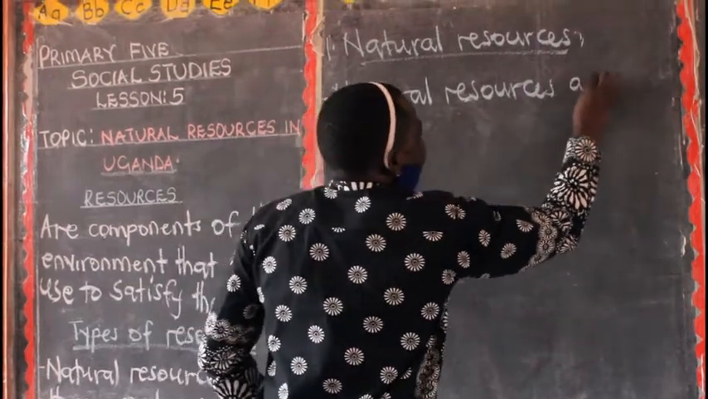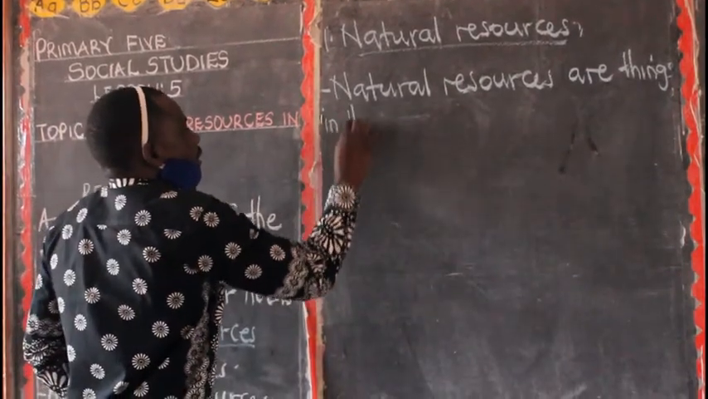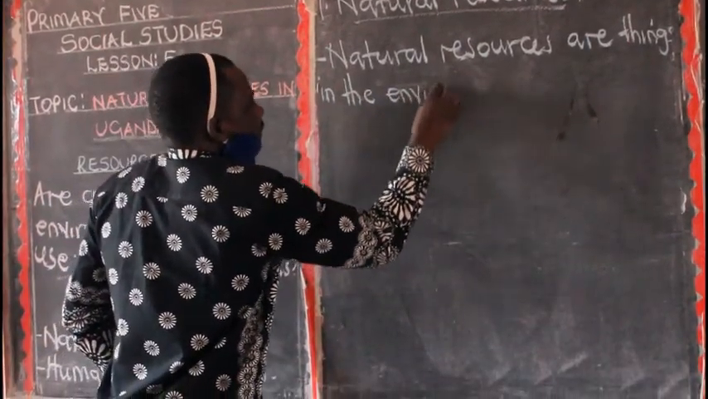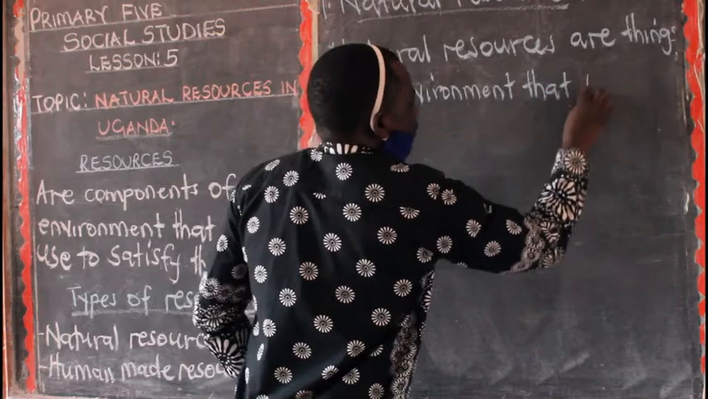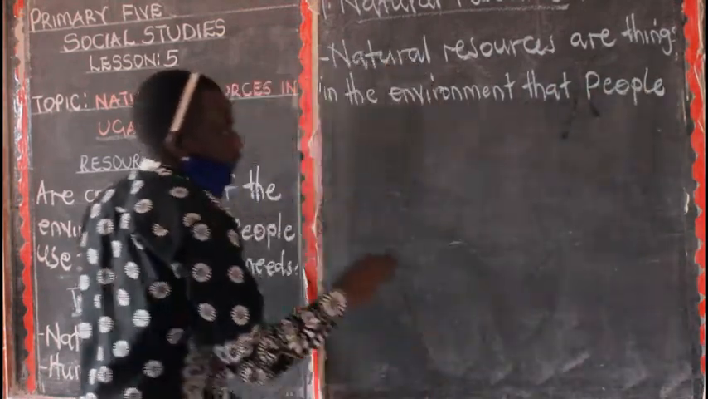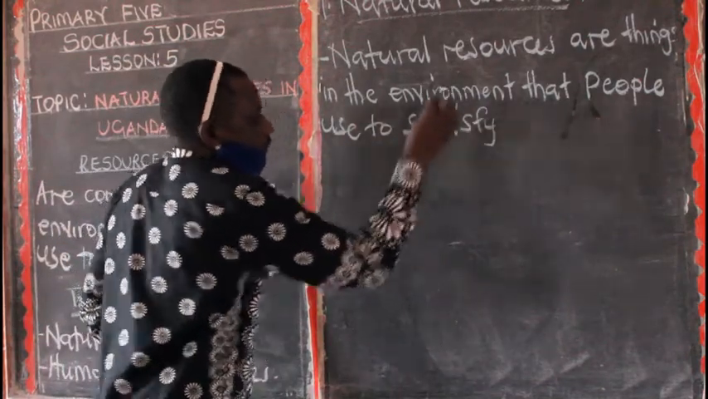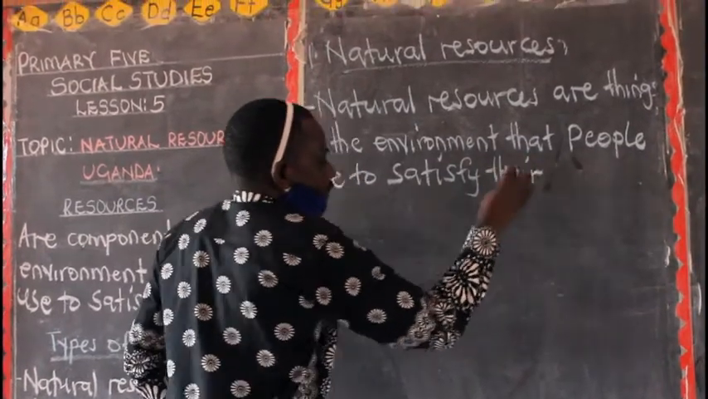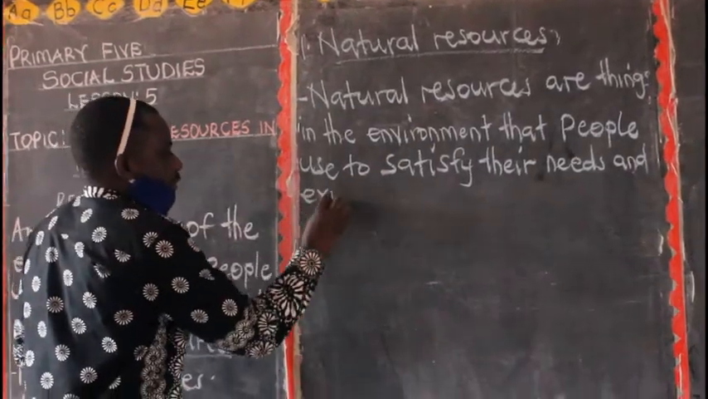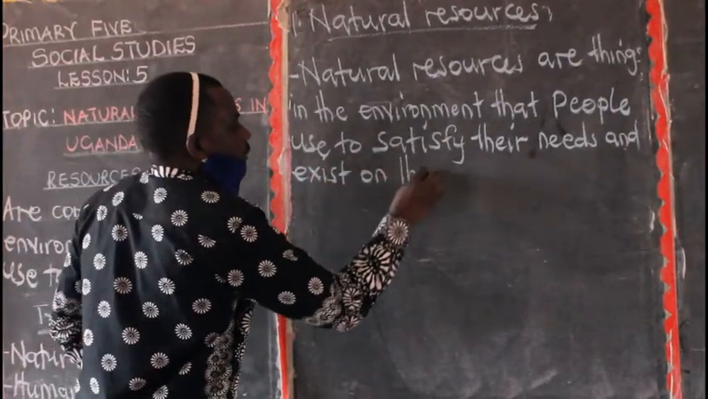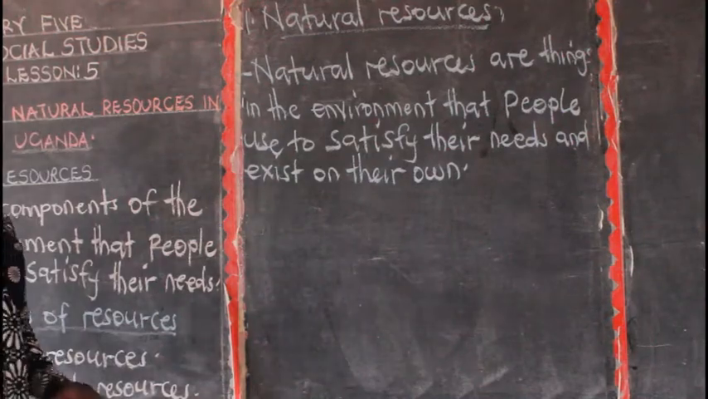So we are saying that natural resources are things in the environment that people use to satisfy their needs and exist on their own. So what can you give as examples of the natural resources?